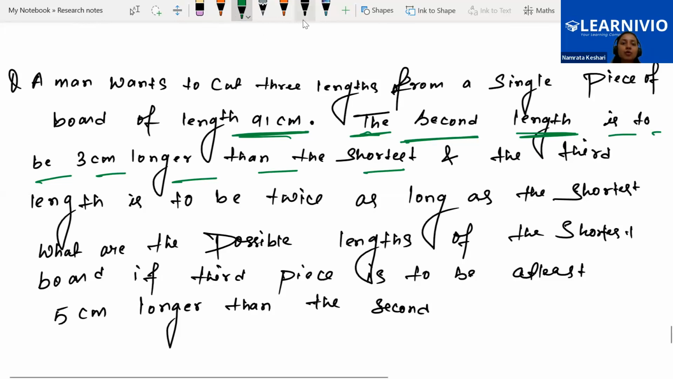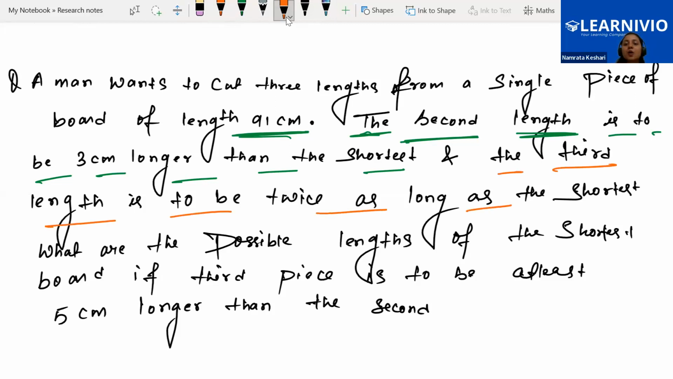Third is dependent on what? We will get back to the second statement, but first we need to check the third length. The third length is to be twice as long as the shortest. So the third one is also dependent on the shortest, and the second one is also dependent on the shortest. Right?